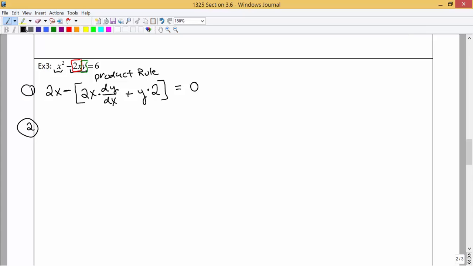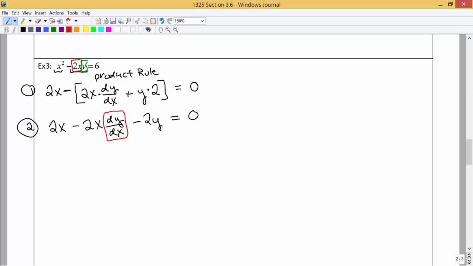Now we're going to simplify a little bit. So we have 2x minus, let's go ahead and distribute that negative into both of those terms. So it's minus 2x times dy/dx. And then the negative gets distributed to this term, so let's write the 2 out front, so that's negative 2y, and then that equals 0. We want to solve for dy/dx. We want to get this by itself on one side.